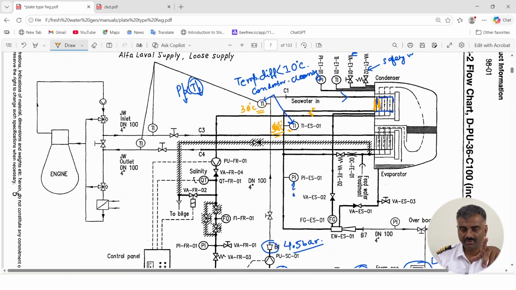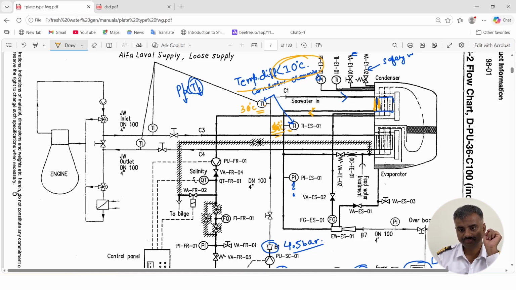As per the manual, if the temperature difference between the inlet and outlet is less than 10 degrees centigrade, that means your condenser plates are dirty. There is mud, dirt, debris settled in the condenser plates. Why is this important? If there is proper heat exchange, there will be a definite increase of more than 10 degrees centigrade in the temperature.